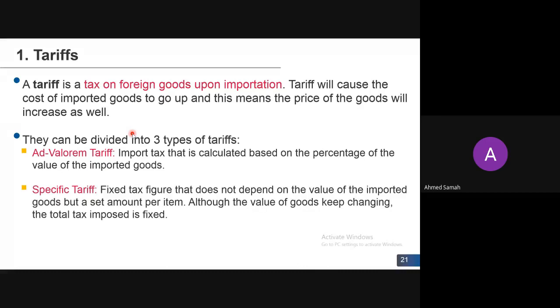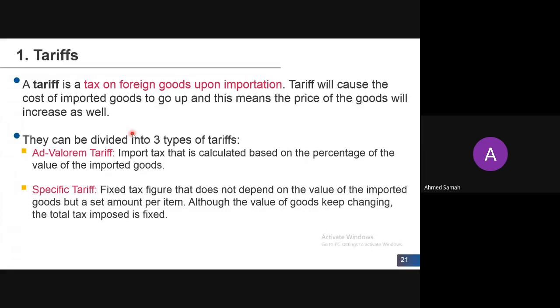Then there's specific tax, which is a fixed tax figure that does not depend on the value of the imported goods, but is a set number per item. So for example, let's say we imported a car which is worth 10,000. So we pay, let's say, $100. With a specific fixed tariff, it is the same amount of tax or tariff, $100.